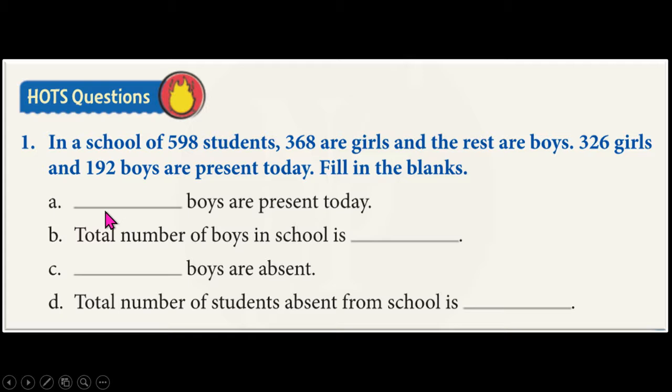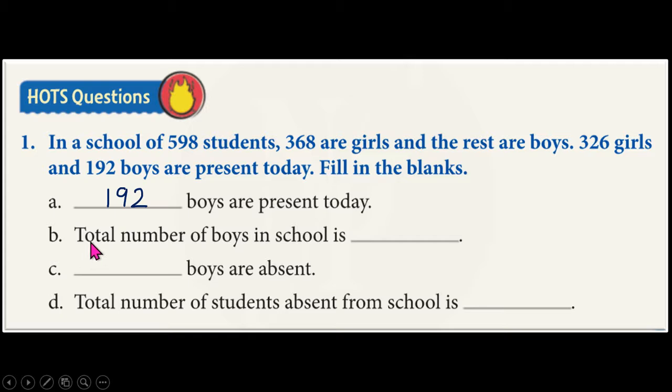A. Dash boys are present today. So we should fill in these blanks looking at the statement given above. So we should write here the number of boys present today. How many boys are present? It's given in the statement. It is 192, isn't it? 192 boys are present today. So we should write 192 in this blank space.